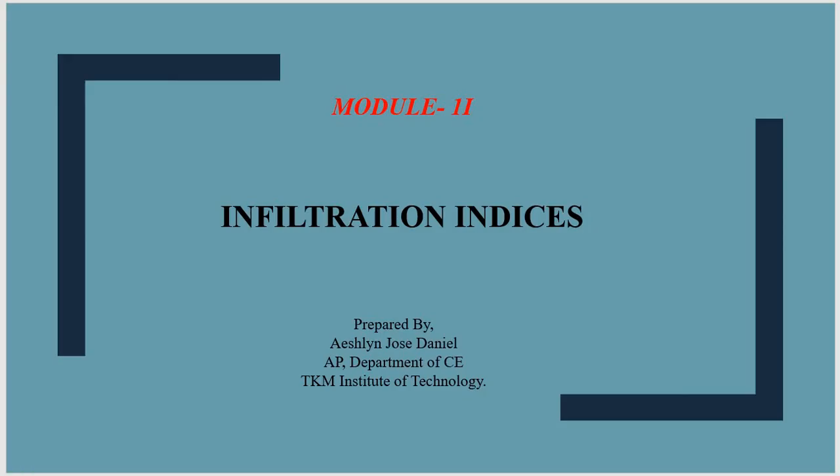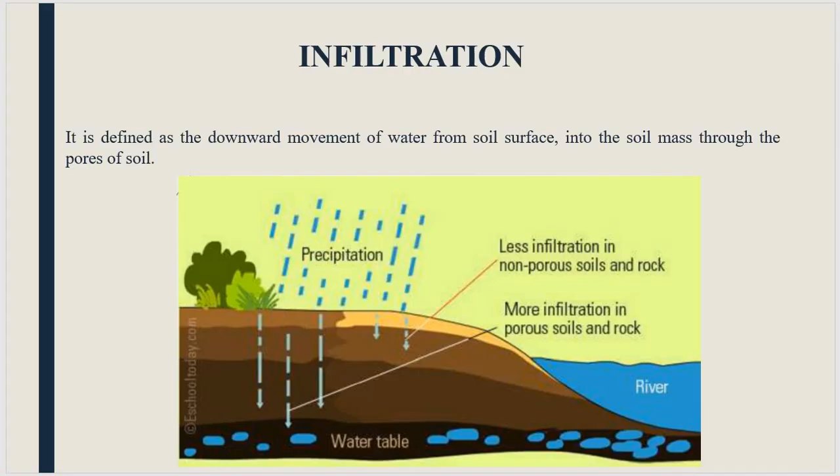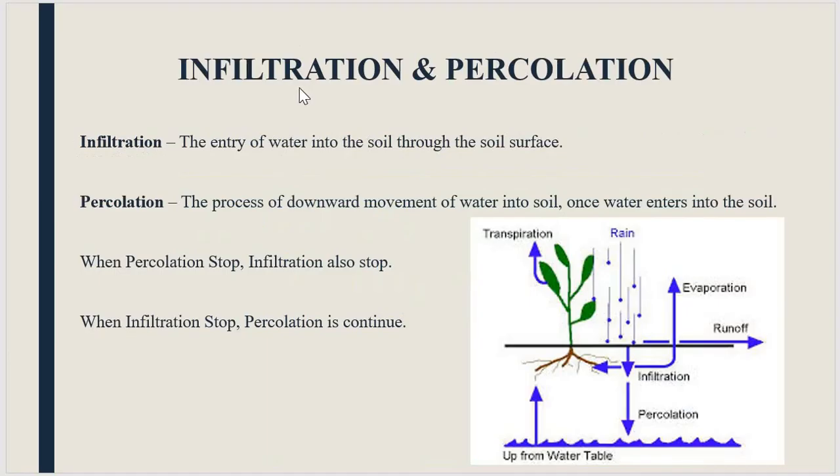The next topic under Module 2 is infiltration indices. We have already studied infiltration and the methods to find out the infiltration rate. Infiltration is defined as the downward movement of water from soil surfaces into the soil mass through the pores of soil. The term infiltration was first used by Horton in 1935 to describe the phenomenon of soaking water into the soil, giving the difference between infiltration and percolation.